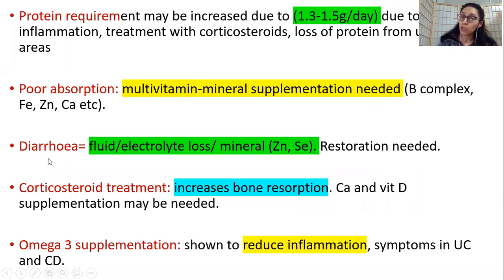As I said, you may see bouts of diarrhea and/or constipation. In these patients, you may see fluid, electrolyte and mineral losses. Corticosteroid treatment, as you know, increases bone resorption, therefore you may need to supplement with calcium and vitamin D. And of course, calcium supplementation may be needed because of poor absorption as well. Omega-3 has been shown to decrease inflammation symptoms in ulcerative colitis and Crohn's disease, therefore it could be useful.